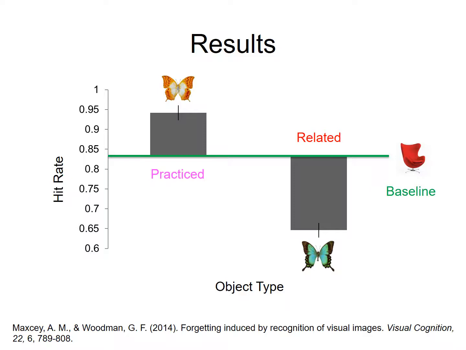The only difference between baseline and related objects is that the related objects belong to a category that had some objects practiced in phase 2, unlike the baseline objects. This is the reason we call the forgetting of related objects recognition-induced forgetting. The process of recognizing some of the objects in a category induced or caused the forgetting of other objects in that category.